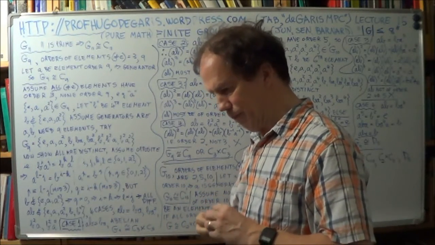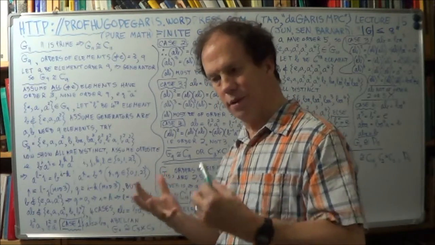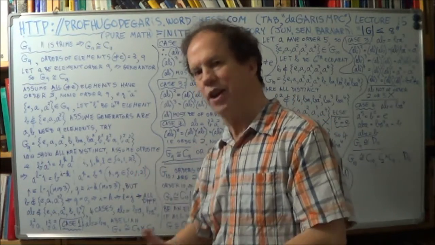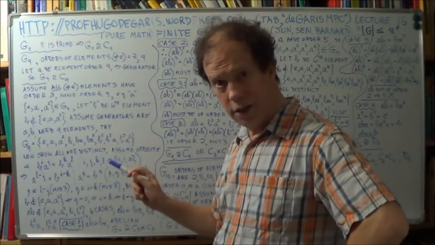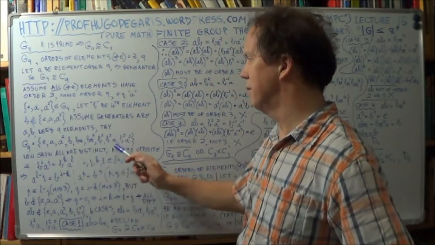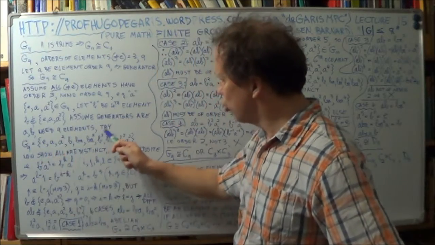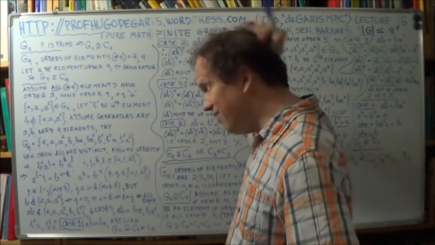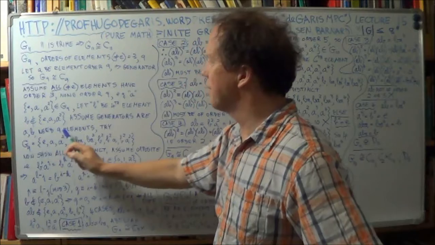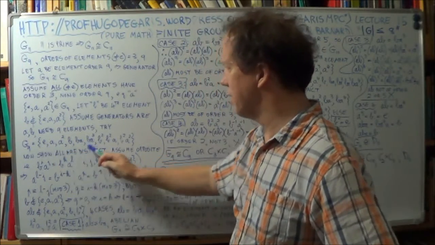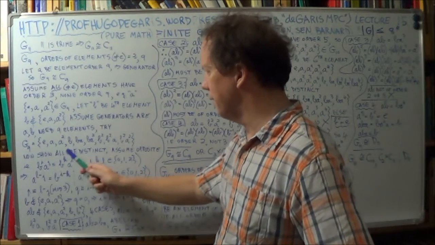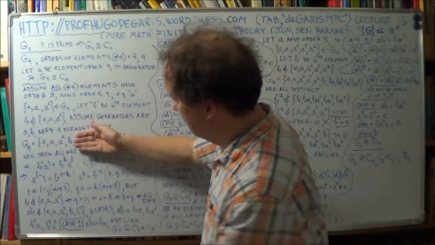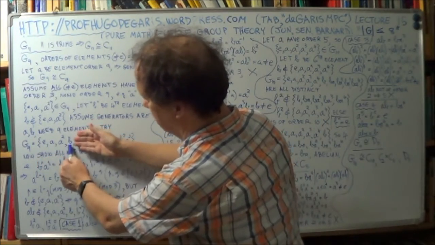Now, the only way we can justify that is that they actually generate all the elements, and they're all distinct, right? So let's try. We'll use A and B as generators to generate a 9-element set, right? Here's your fourth element, B.